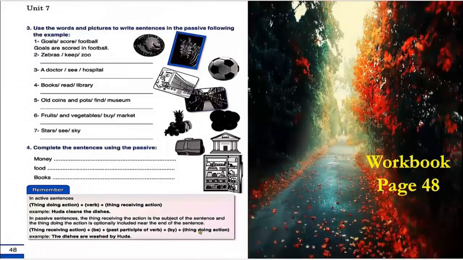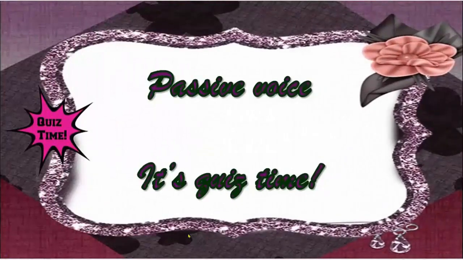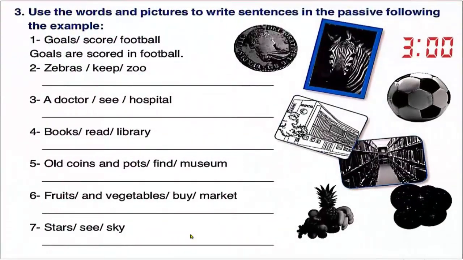Okay, please turn over page 48. Hold your pens, please, and let's complete answering the exercises in your workbook, page 48. Okay, it's about passive voice. Use the words and pictures to write sentences in the passive following the examples. 1. Goals, score, football. Okay, start the sentence with the object.